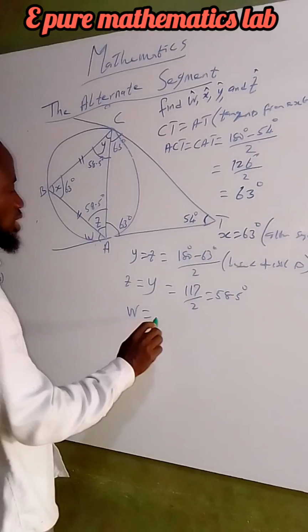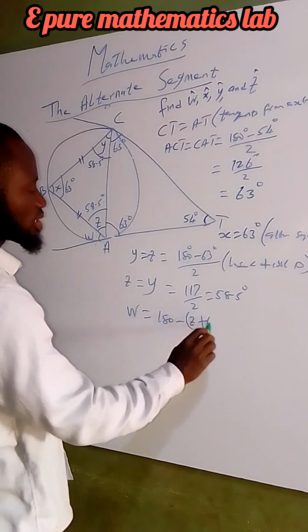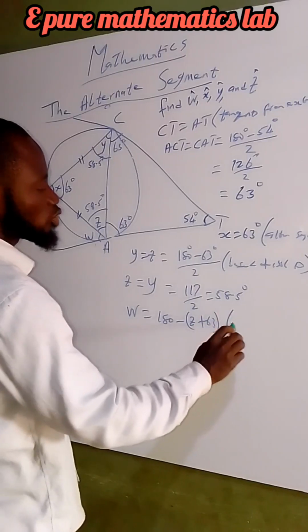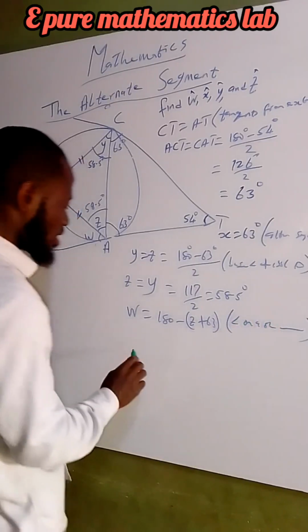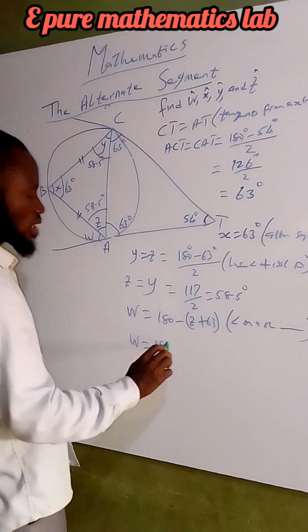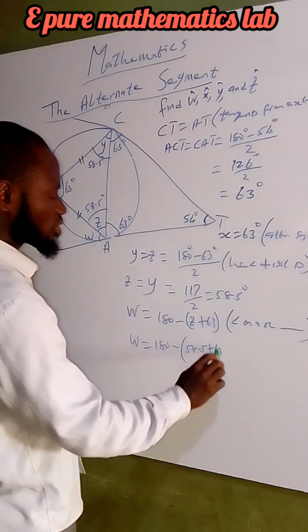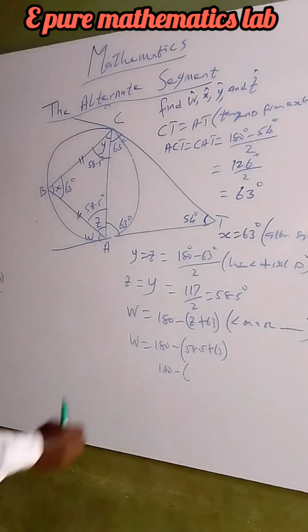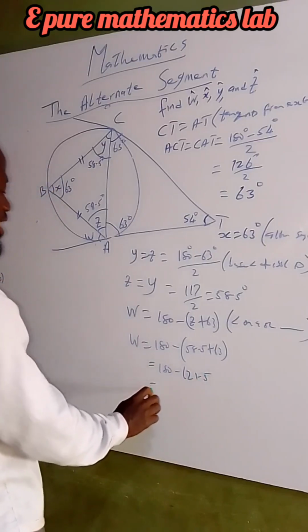That is w equals 180 minus z plus 63. The reason is angle on a straight line. Angle on a straight line. So that means our w equals 180 minus, what's our z? 58.5 plus 63. And that gives us what? 180 minus 58.5 plus 63. That gives us 121.5.